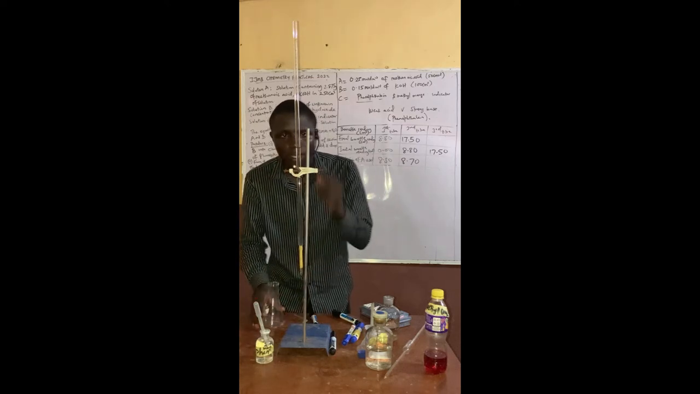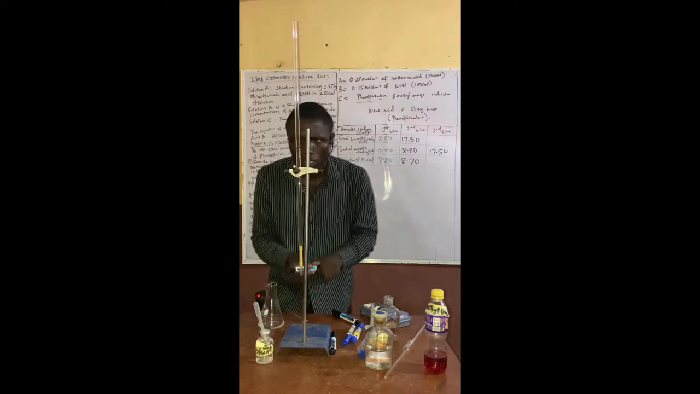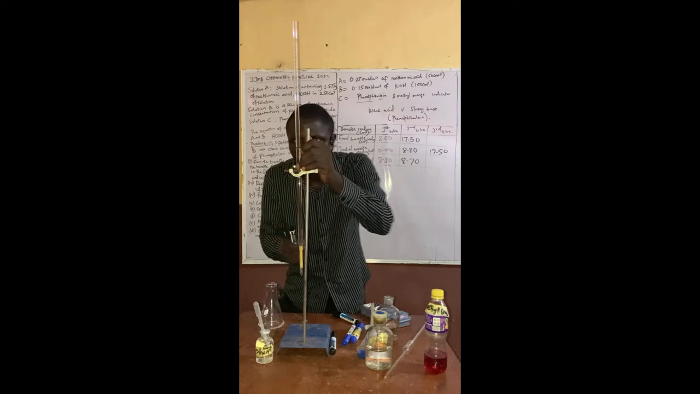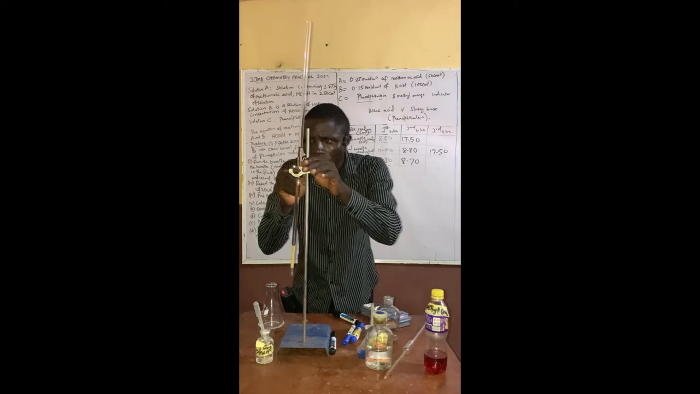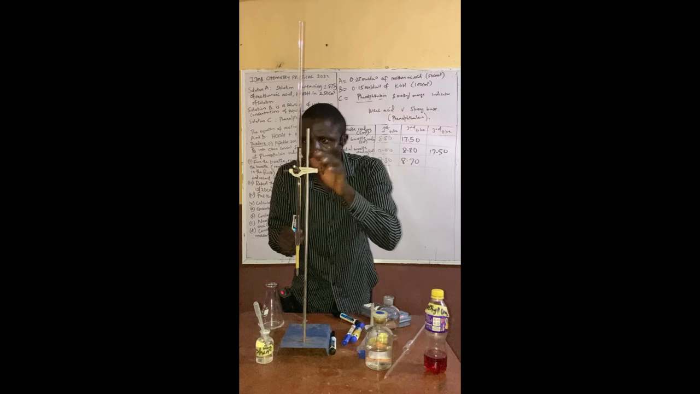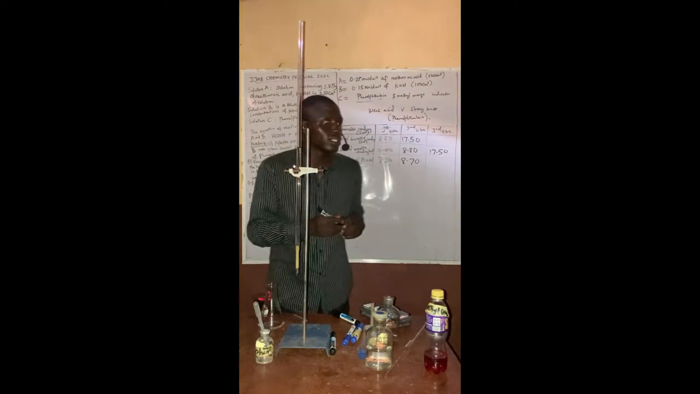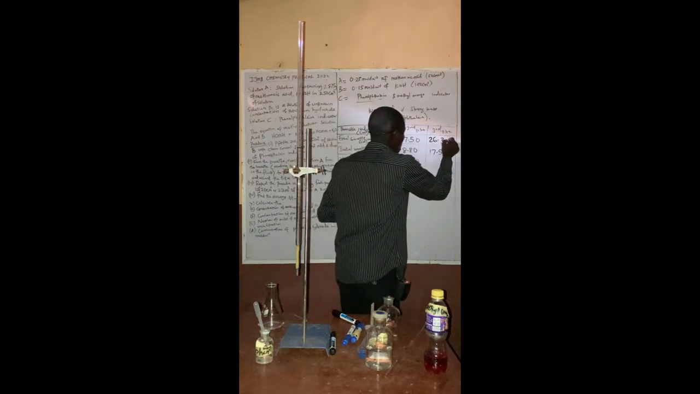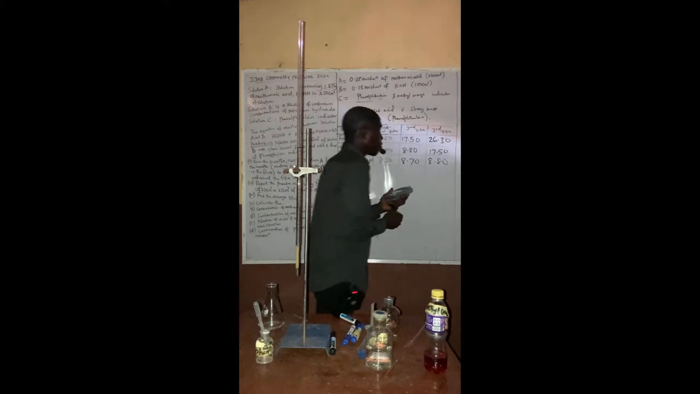So here we have what? I want to check it very well. This is 26.30. So this is 26.30. And this is 8.8. You can see we have concordant values here.